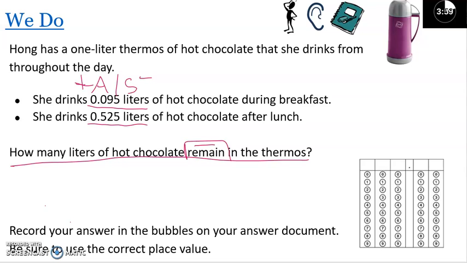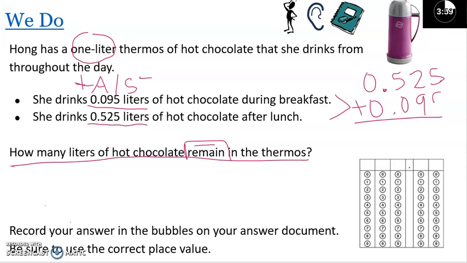And so I see that I'm going to subtract 95,000 and 525,000 liters, but I'm going to subtract that from 1 liter, from what she originally had. So in this case, the first step I want to do is actually take these two amounts and add those first. So I'm going to take 525,000 and I'm going to add that to 95,000.